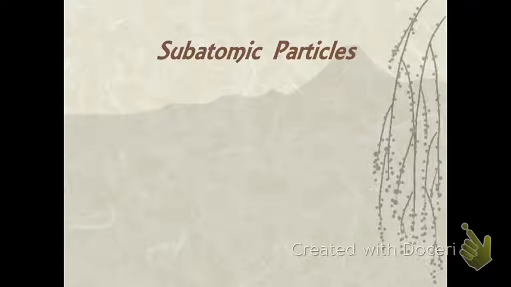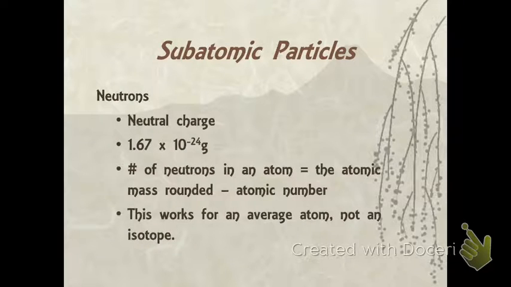And then the last subatomic particle we're going to look at is the neutron. Neutrons have no charge, so they have a neutral charge. Their mass is about 1.67 times 10 to the negative 24th, so they are the same size as a proton is. Now, to determine the number of neutrons in an atom, we have to do a little bit of math.